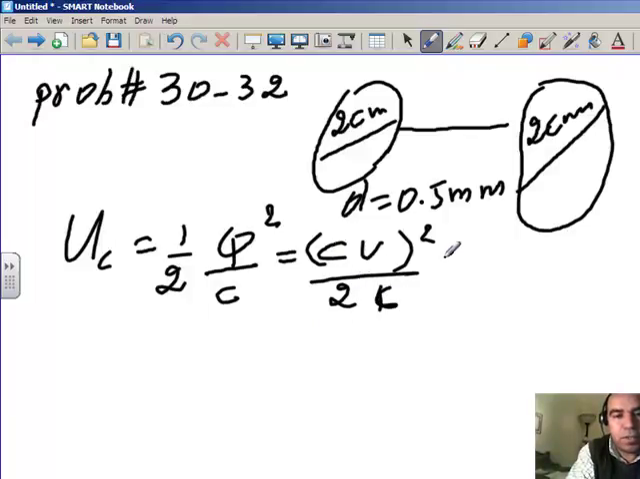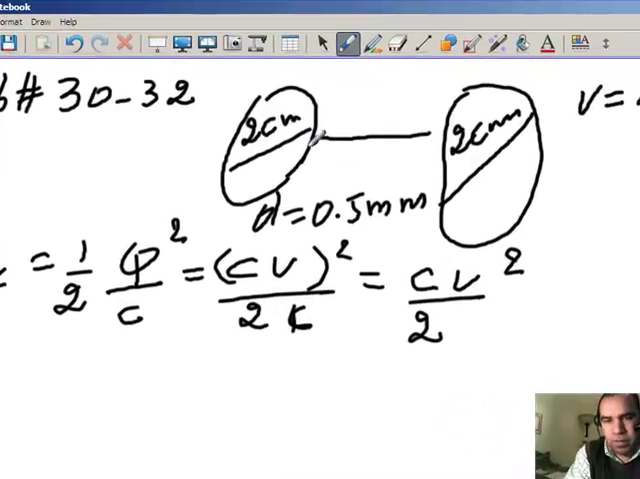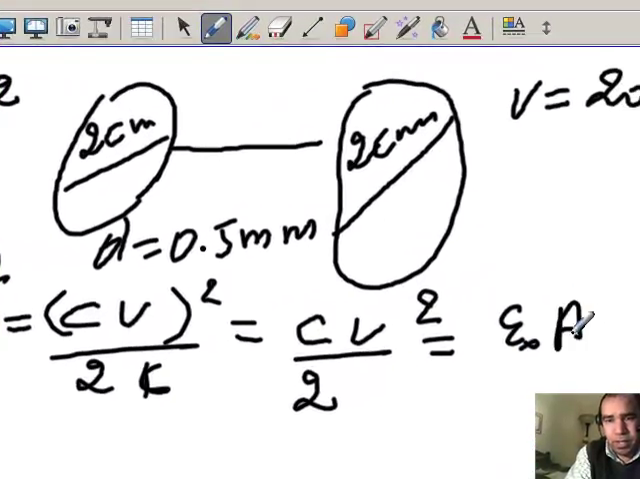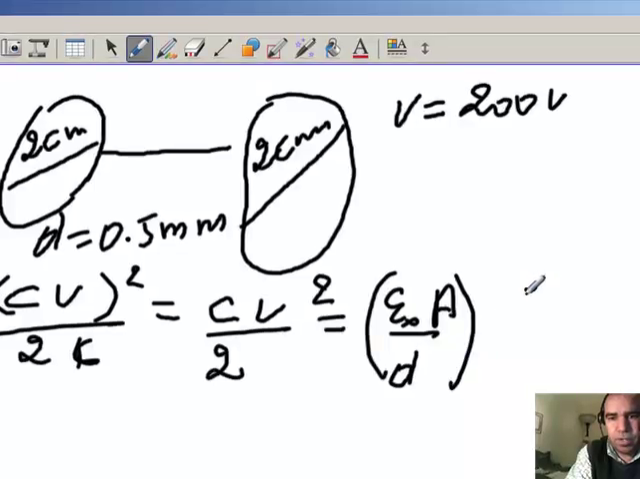I will have CV squared over 2. So this is the energy. Now also, since I have a capacitor, I know C is a function of epsilon 0. That is epsilon 0, proportional to A, inversely proportional to D, the separation between the plates. This is C, like this, and I am left with V squared over 2.